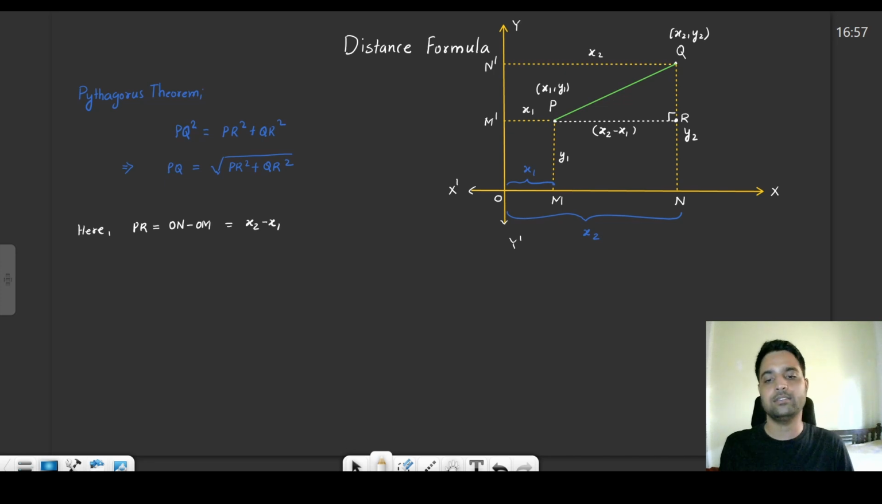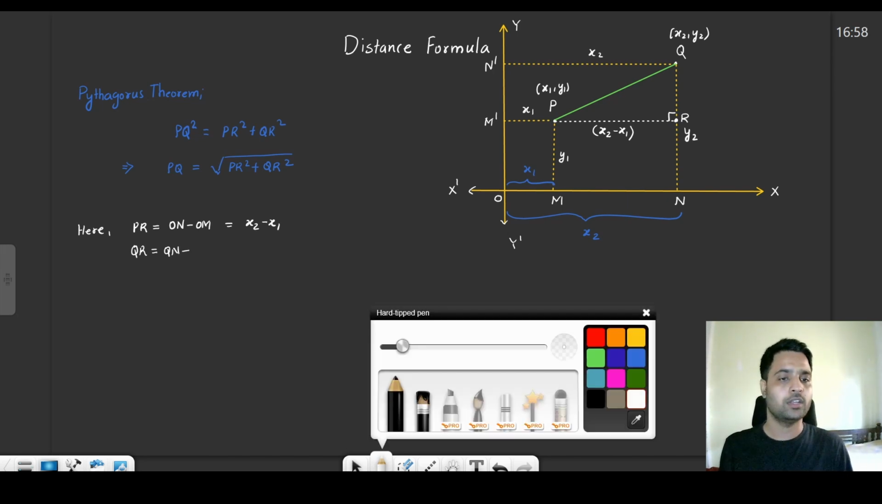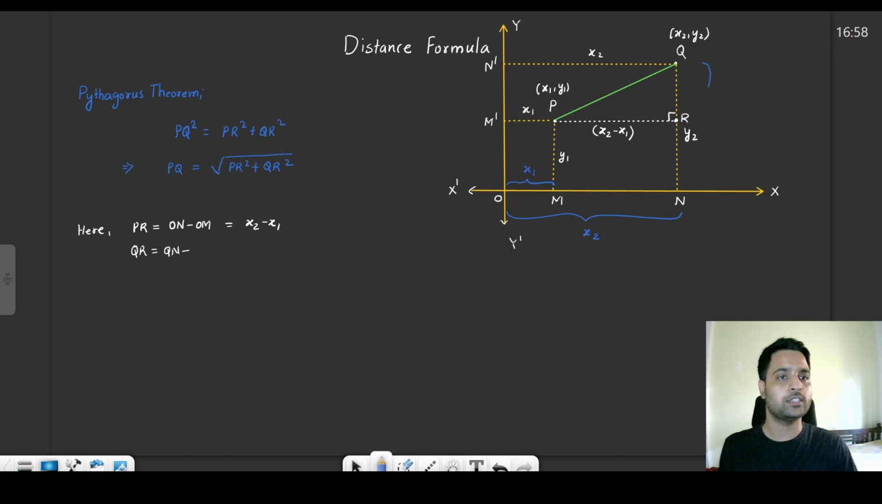In the same way, you can say that QR is equal to QN minus RN. This is y2 and this is y1. So if you take y1 from y2, you get QR. It's quite simple. QN is y2 and RN is y1.